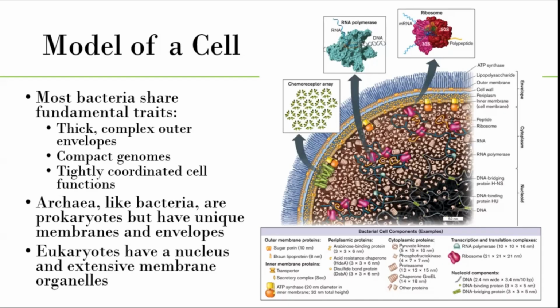And there's also very tightly coordinated functions. We're going to be going over this more, especially when we get into the genetics, but these cells are very tightly oiled machines. Things happen in concert with each other that don't normally happen all together in a eukaryotic cell, and they have this down to a literal science. Now, archaea are like bacteria in that they're prokaryotes, but they're going to have a lot of different unique changes. So they're going to have adaptations that help them survive their extreme environments that make them a little bit different from the bacteria that we're going to talk about.